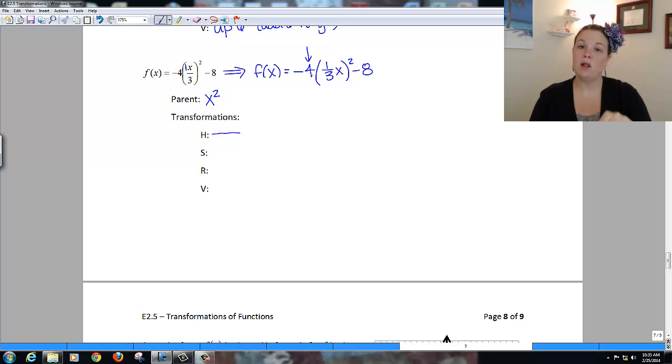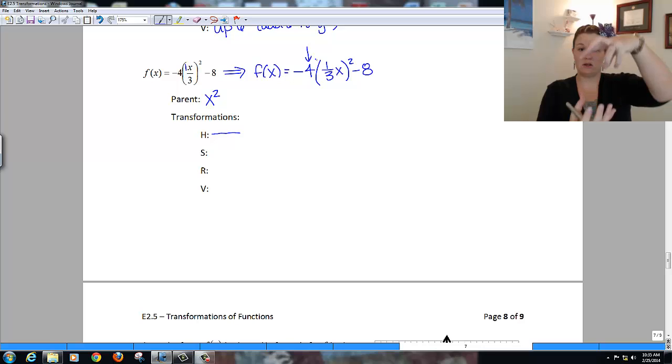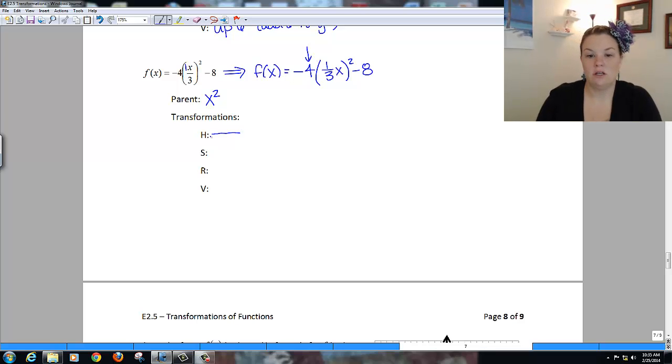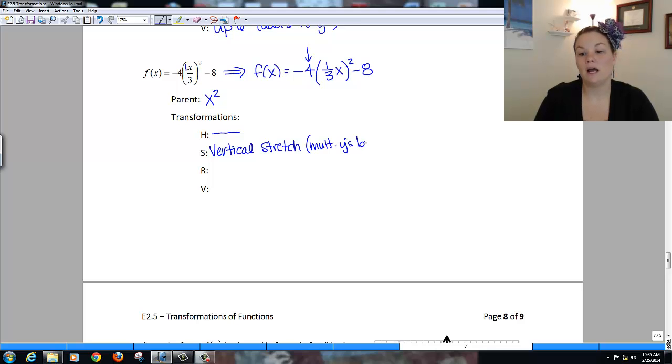So if I am multiplying by 4 outside my function, that means I'm multiplying my y's, okay, by a number larger than 1, which is vertically going to stretch my picture. So I have a vertical stretch, which means in my table of values, I would multiply my y's by 4. Remember, y's are not backwards. If it looks like we're multiplying the y's by 4, we multiply the y's by 4.